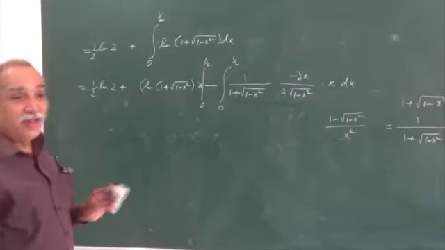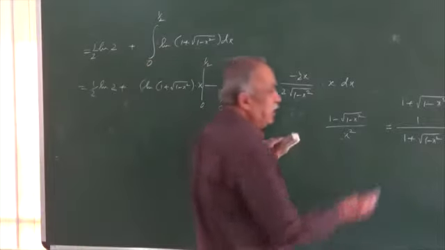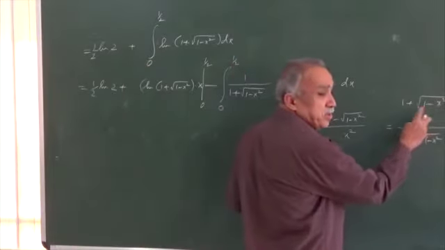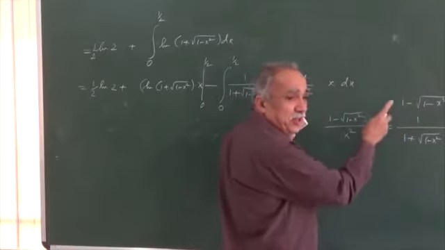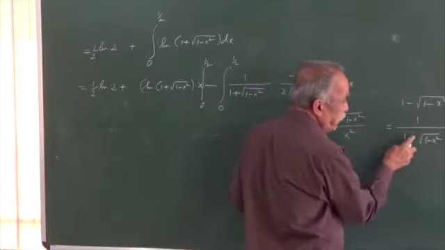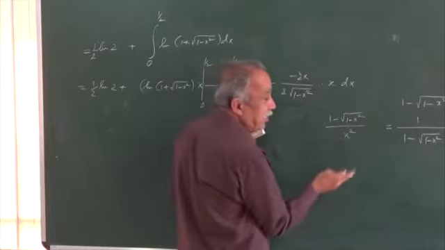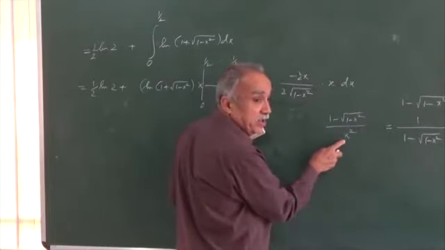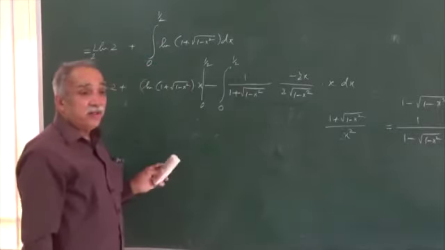No idea? Why multiply? Let me change the substitution. Instead of 1 plus root 1 minus x square, let me use 1 minus root 1 minus x square. What will be 1 by y? 1 by root 1 minus x square. When you make the denominator rational, denominator will be x square, numerator will be this. Do you find this somewhere?